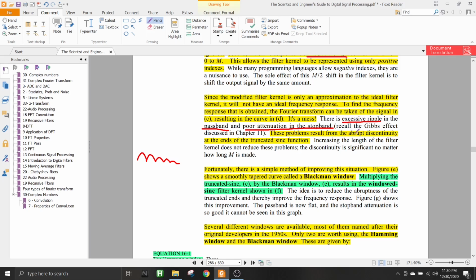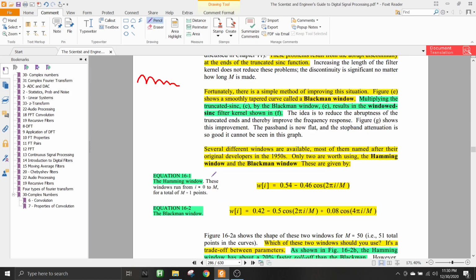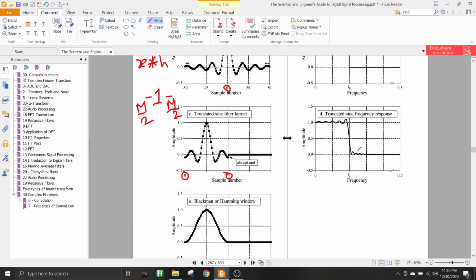These problems result from the abrupt discontinuity at the ends of the truncated sinc function. So these two new problems, one is the ripple and the other is the stopband attenuation, happened mainly because it was not supposed to end like this. After this point we have no other samples, so it's as if we have made all the samples zero, right? All the samples after it we have made zero, and also before this sample we are considering that all the samples were zero.